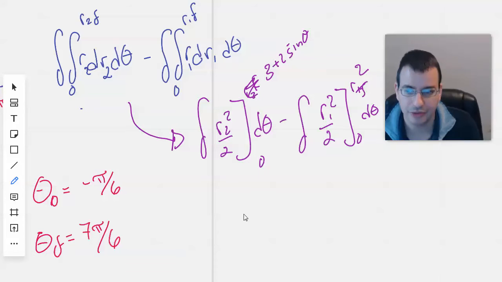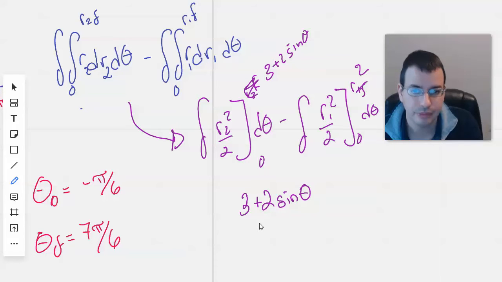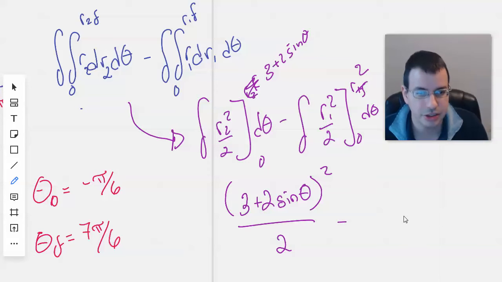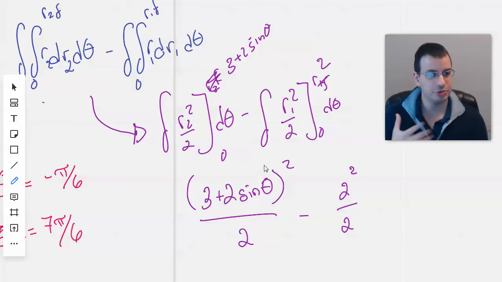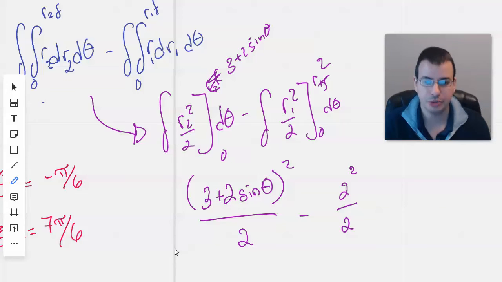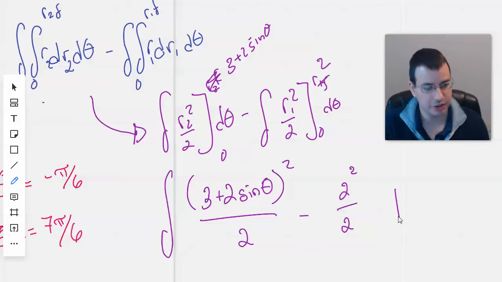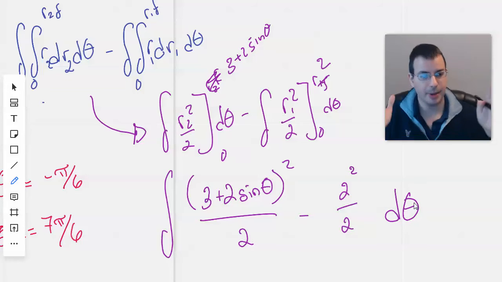So now we're left with 3 plus 2 sine of theta, squared, over 2, minus r1 squared, which is 2 squared over 2. And I'm going to leave off the zeros because 0 squared over 2 is 0. And these will both be the same limits of integration for theta, so I can then combine them into one integral.